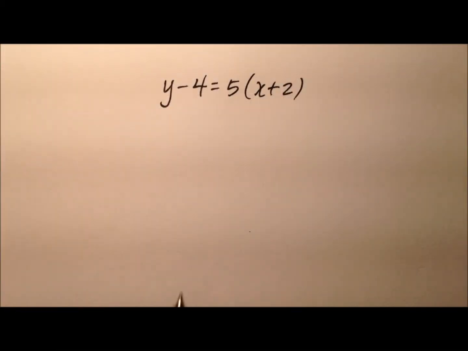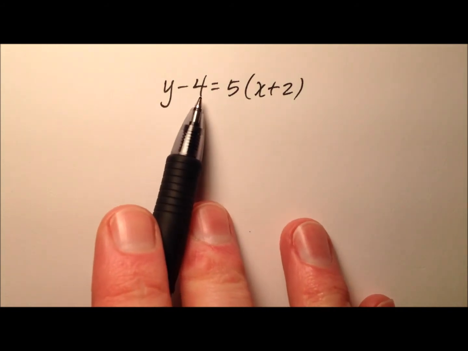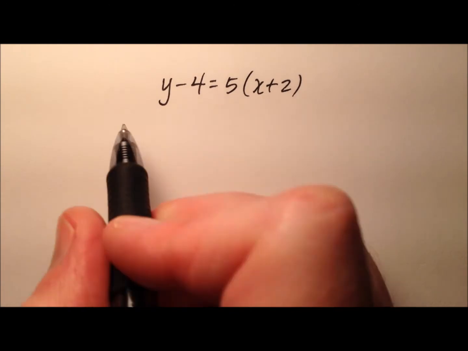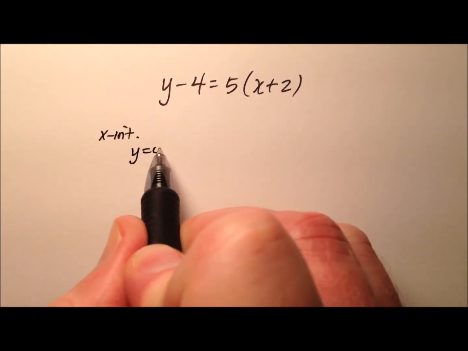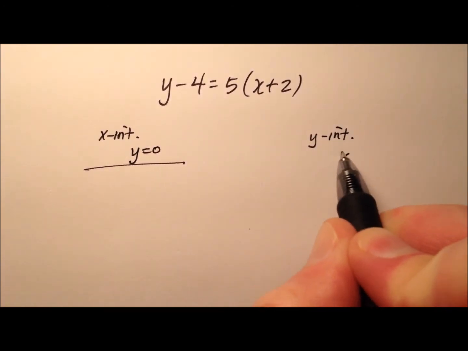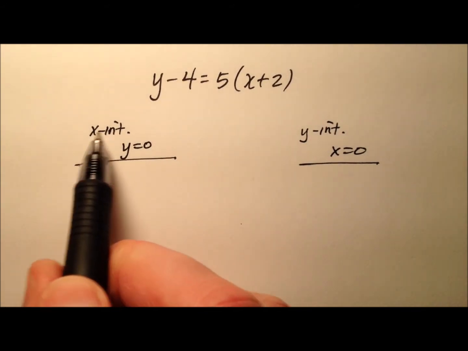In this second example, I have a linear equation, and it's written in point-slope form. y minus 4 equals 5 times a quantity, x plus 2. So let's get on with it. So to find the x-intercept, I'm going to plug 0 in for y. And to find the y-intercept, I'm going to plug 0 in for x. All right, so let's go ahead and start with the x-intercept.